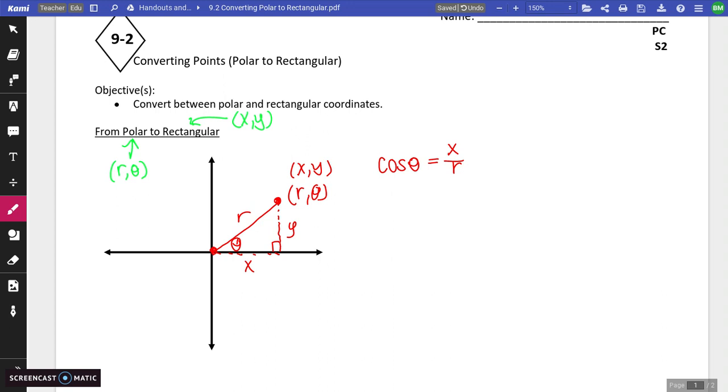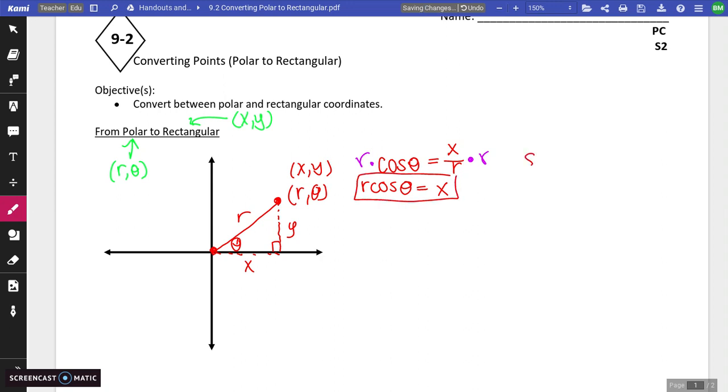From SOHCAHTOA, cosine is adjacent over hypotenuse, in this case, x over r. If I can solve that equation for x, then I have a way to convert between the x coordinate and our polar coordinate. Just like in trig identities, if we have equations that are equal to each other, we can use them interchangeably. To solve for x, I'm going to get rid of the division by r by multiplying by r on both sides. So now my equation is r cosine theta equals x. Let's hang on to that for a moment.